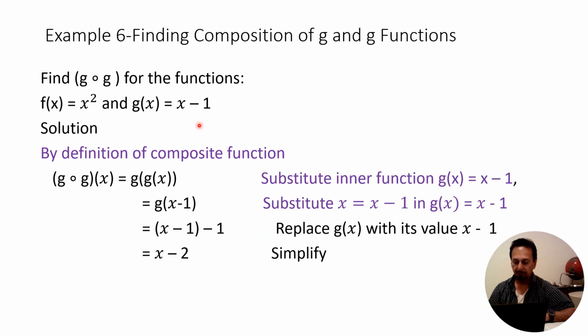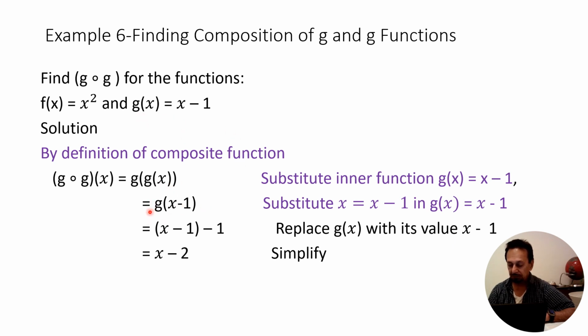So here is another example. f of x is x squared and g of x is x minus 1. And now we have to find the composition of g and g. By definition, the composition of g and g is simply g of g of x. So first replace the inner function, always replace the inner function first. So g of x changes to x minus 1 because g of x equals x minus 1.